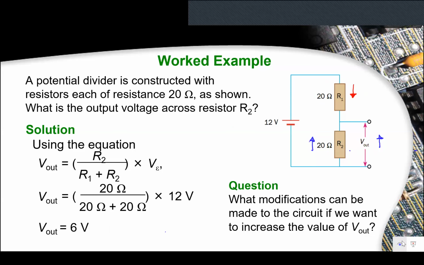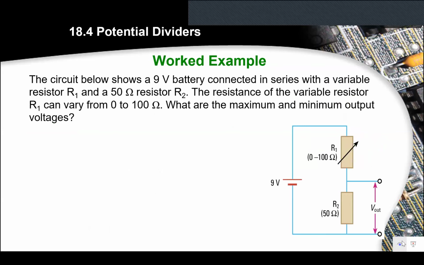Okay, let's move on to the next question. You may again pause the video to think of the answers. Okay, I'm going to go through now. So there is a 9-volt battery connected in series with a variable resistor and a 50 ohm resistor, and the V out is across the R2. Okay, the question is asking, this resistor R1, variable resistor, can vary from between 0 to 100 ohms. What is the maximum and minimum output voltage that can come out from R2 over here?